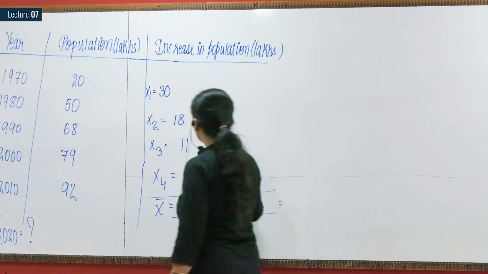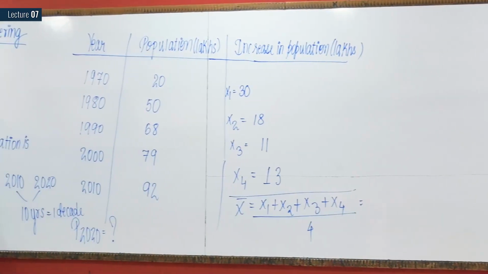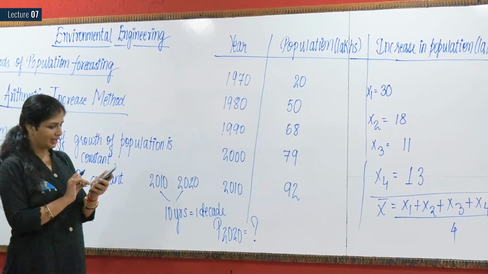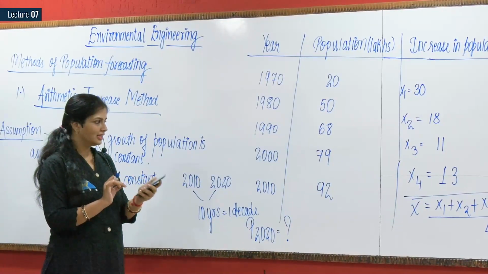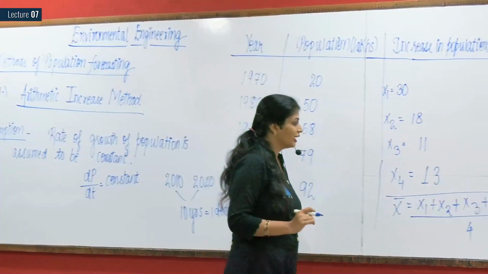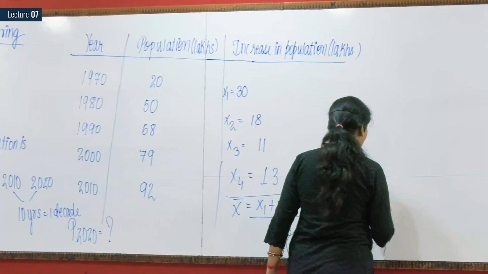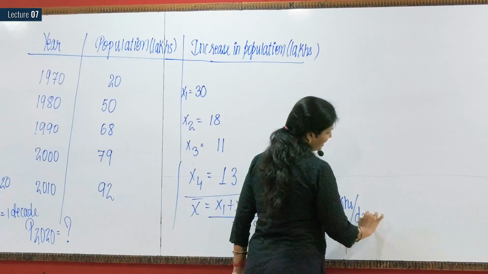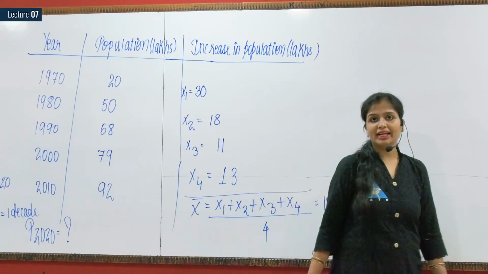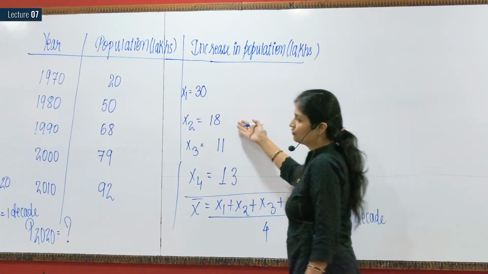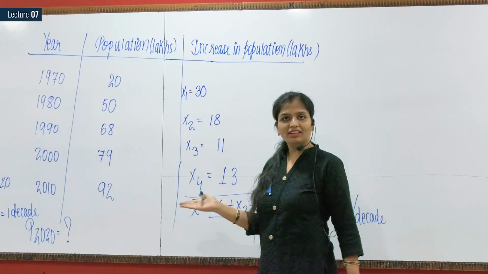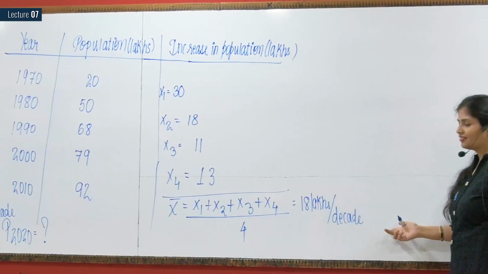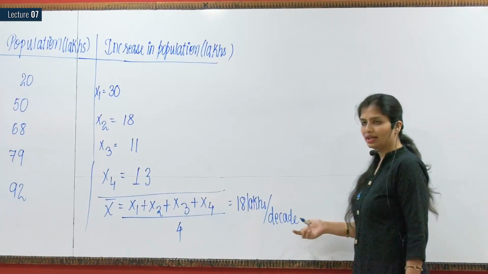So now add all this: 30, 18, 11, 13. This is coming to 72, divided by 4. That means it is coming 18 lakhs per decade as the average increase in population. Why per decade? Because this was for 1 decade, this was for 2 decades. I added all and then I divided it by the number of decades for which I have calculated. So this was the average increase in population per decade.